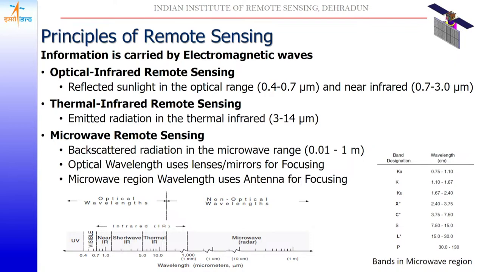In this figure, this is the optical wavelength and this is the non-optical wavelength. In the non-optical wavelengths we have microwave remote sensing. In microwave remote sensing we have different bands: Ka band, Q band, X, C, S, L and P, where in space-borne systems we mainly see the X band, C band, S and L band, and P is mainly in airborne SAR data.